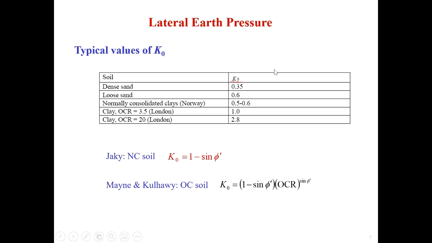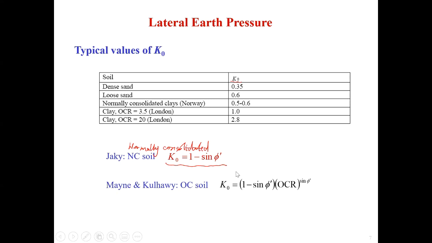There are also some classical formulas to compute the K0. The first one is the expression from Jaky. Most engineers tend to use this relationship to approximate it for normally consolidated soil. So if the soil is in the normally consolidated state, we use this expression. We will discuss more about the soil state, whether normally consolidated or over-consolidated, in lectures 9 and 10.